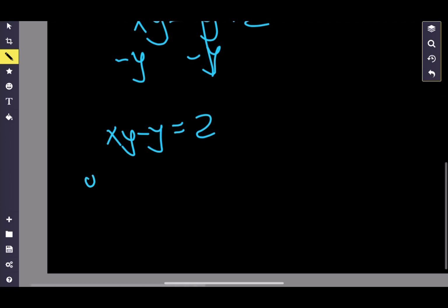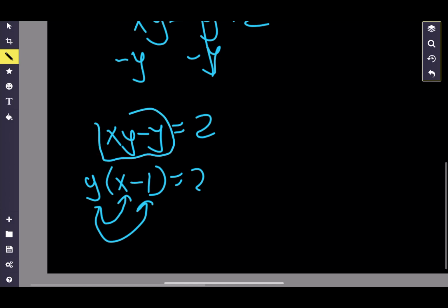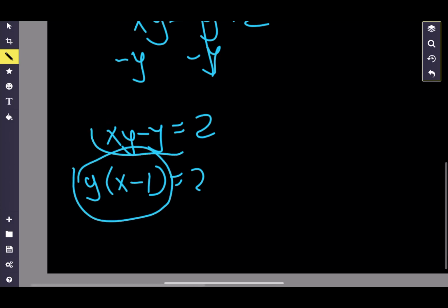So this is going to be y times x minus 1 equals 2. We took a y out from this term, and we took a y out from this term. If we take a y out here, we're left with x. And if we take a y out of this term, we're left with negative 1. If I do the distributive property, I get back to where I originally started. Y times x is xy. Y times negative 1 is negative y. So these two things have the same value.